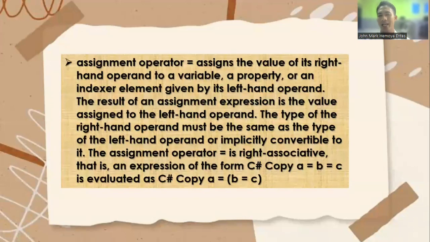The assignment operator equals assigns the value of its right-hand operand to a variable, a property, or an indexer element given by its left-hand operand. The result of an assignment expression is the value assigned to the left-hand operand. The type of the right-hand operand must be the same as the type of the left-hand operand, or implicitly convertible to it.